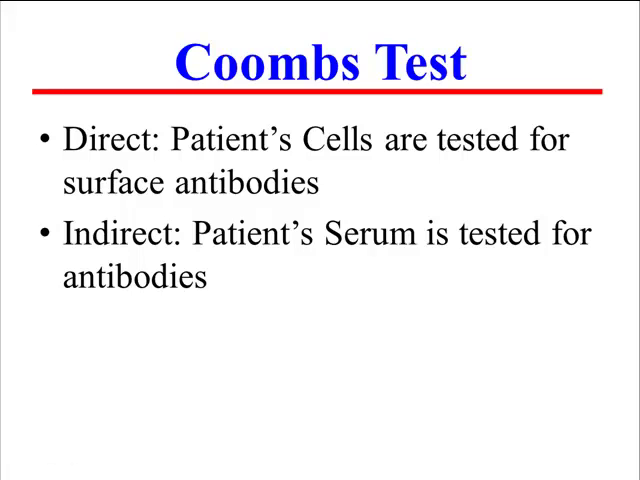Okay, so one way to test if the patient has these antibodies is a test called Coombs test. There are two ways to do it. The direct way would be to test the patient's cells for the surface antibodies, but the indirect way is just to test the patient's serum for the antibodies. So a positive test result is when these antibodies cause the patient's red cells to clump together, and that's how they're positive for this disease.